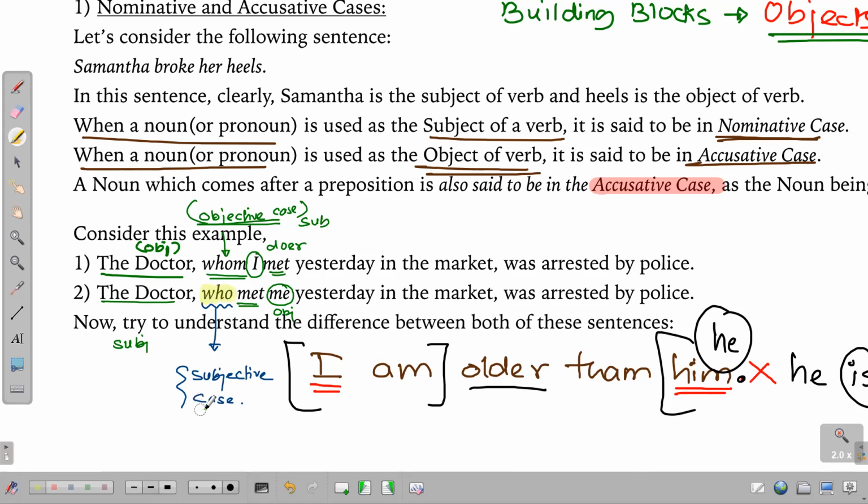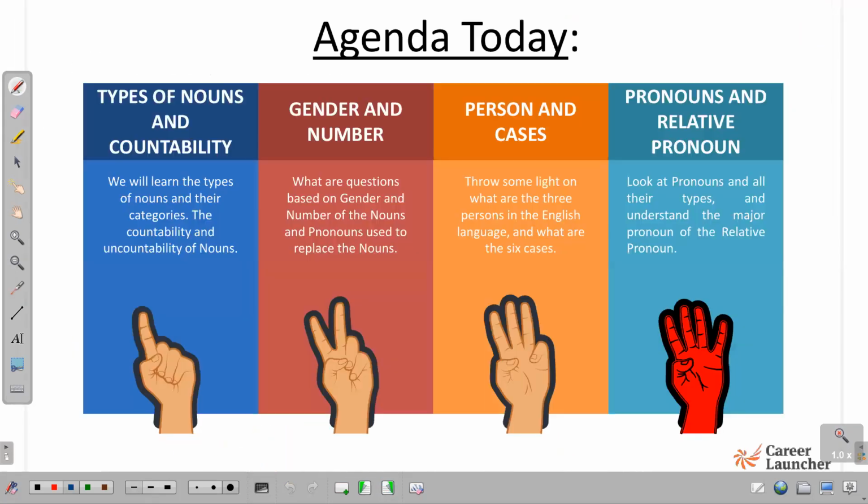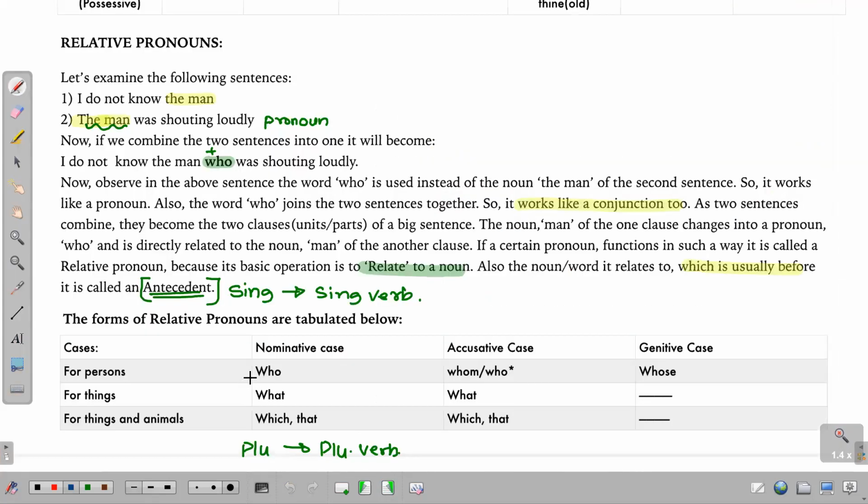Just keep in mind that when we talk in our conversations, we can say, the doctor who I met yesterday. That's fine with respect to spoken English. But when it comes to formal written English, this will become wrong, because whom will denote the objective case, and who is the subjective case. So just keep in mind that relative pronouns themselves have cases, therefore the relative pronoun is very interesting.